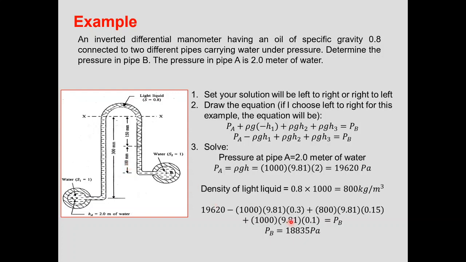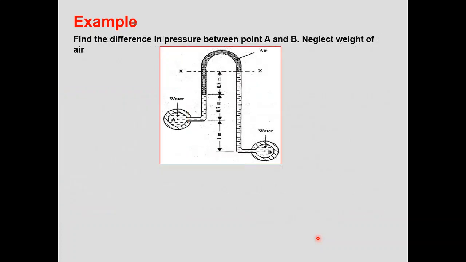And then by calculate, you get that PB is equal to 18,835 Pascal. Okay, the third example, I think you will have get used to solve any question on manometer. So okay, first, you can pause the YouTube and then start do it with your own first, and then after that you can continue this YouTube if you want to solve it by yourself first.